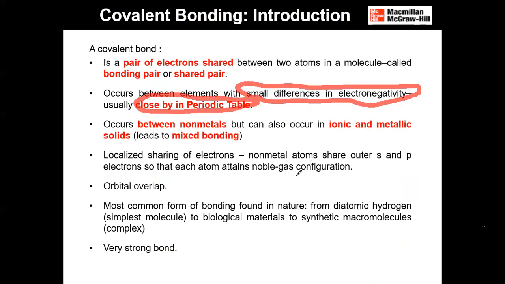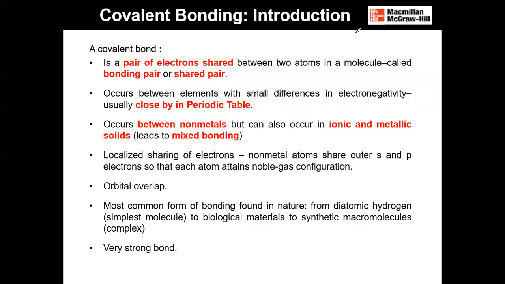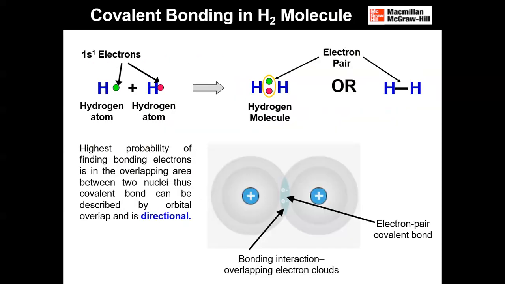Okay, the class of sharing electrons: non-metal atoms share outer s and p electrons. They share the electrons, and the orbitals overlap. The most common form of bonding found in nature, like hydrogen, simple molecules. Very strong bonds, almost similar to the ionic bonding.